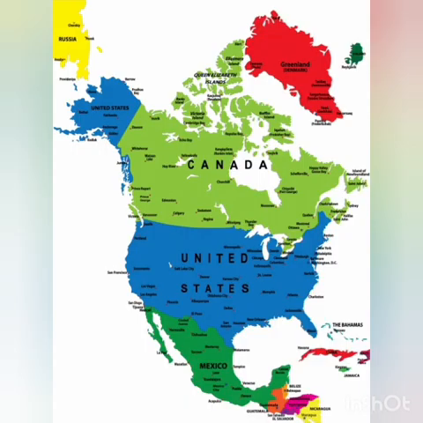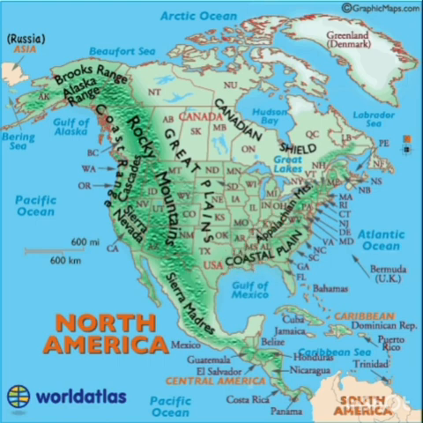North America is the third largest continent. It lies entirely in the northern hemisphere. Canada and the USA together form Anglo America, and they cover about 75% of the total area of North America. They are so big. Then the Caribbean islands, Gulf of Mexico, and West Indies, these all are present in North America.